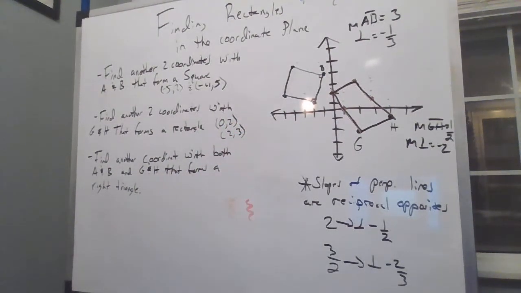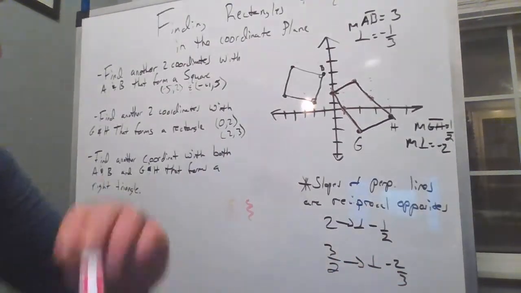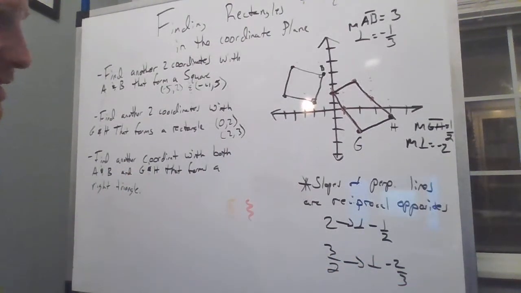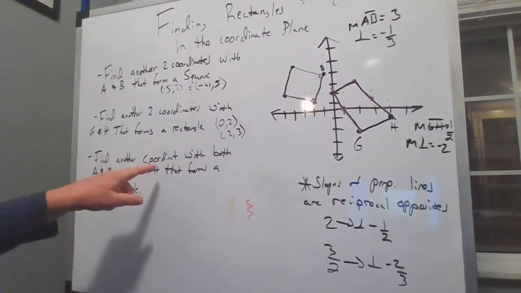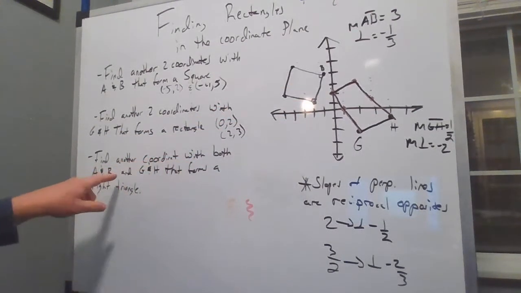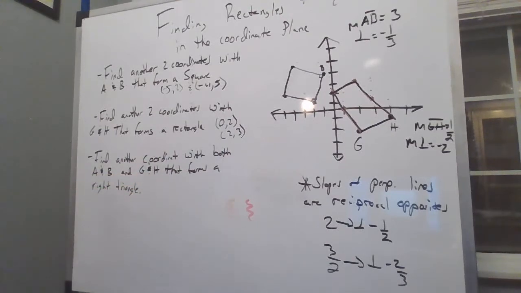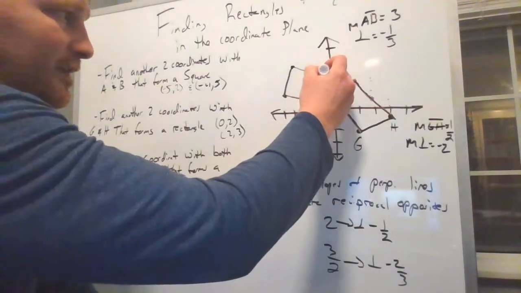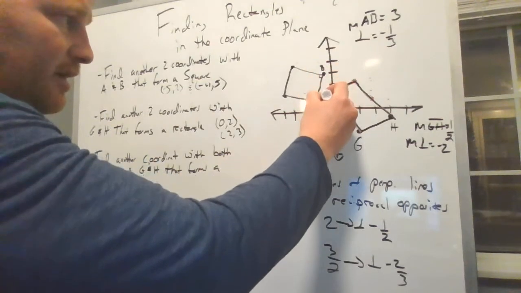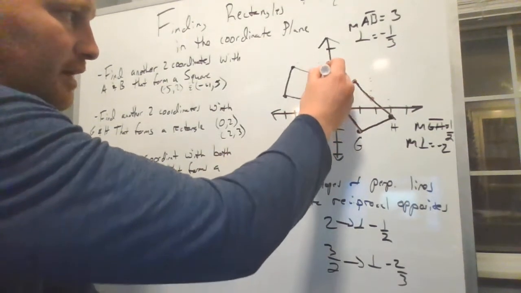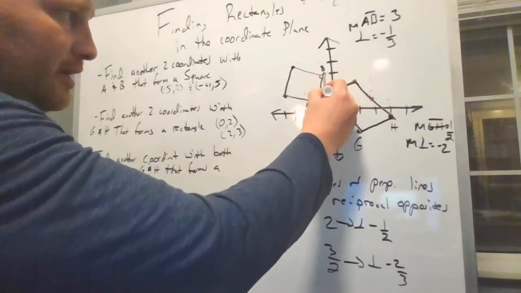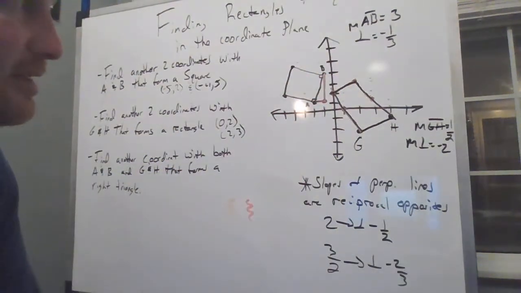Now, the last one I made to do them on both because I want you to see how easy this is. Find a vertex to make a right triangle. This one says find another coordinate, spelled that wrong, with both A and B and G and H that forms a right triangle. Well, this reinforced what we did yesterday. So just go down right here straight. So there is my right triangle. This is just reinforcement we did yesterday so we can calculate distance, all right?